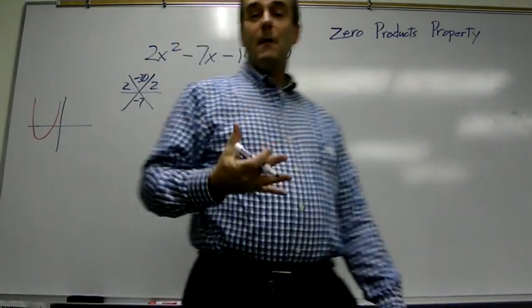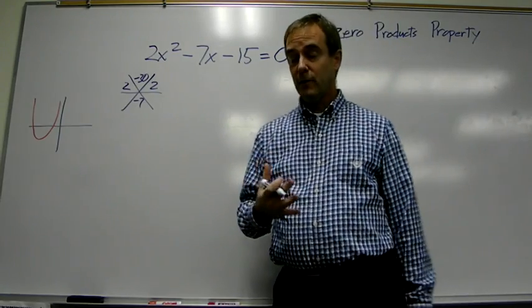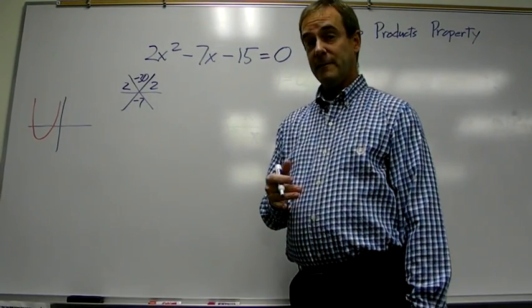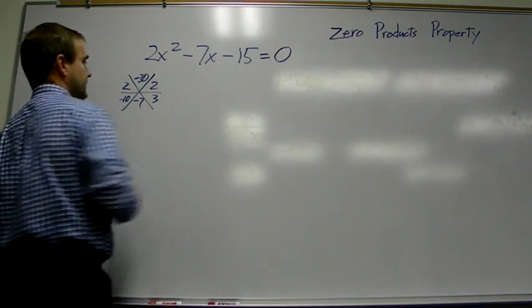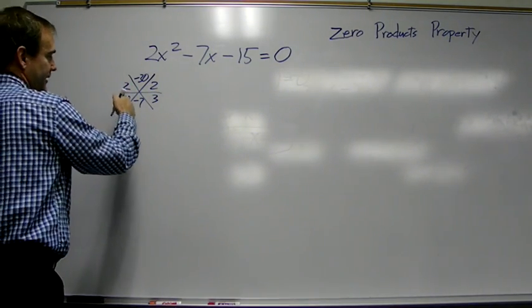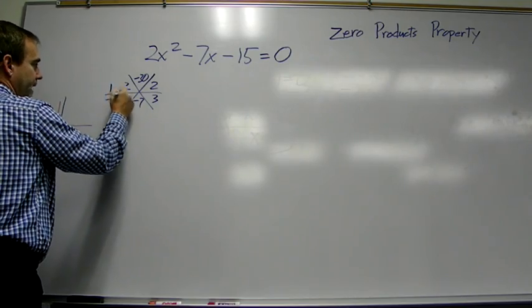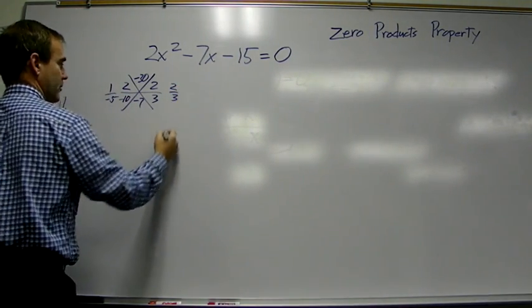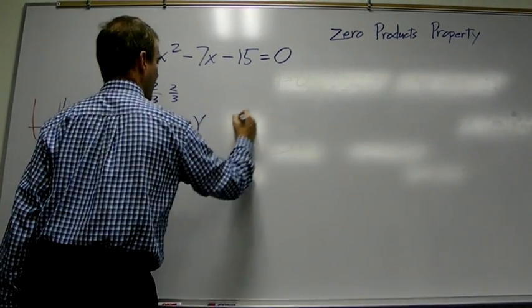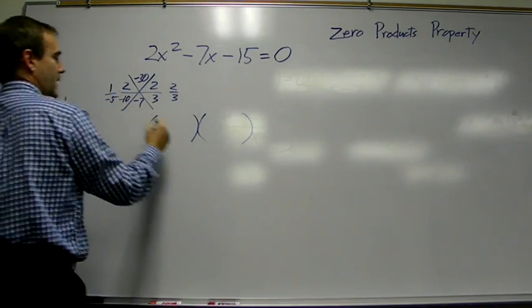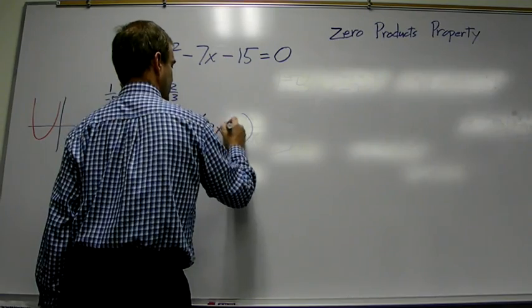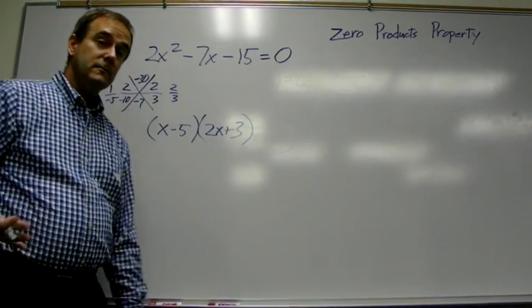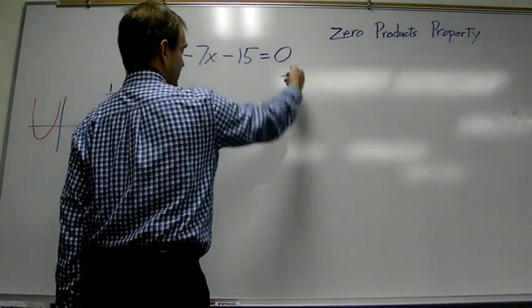So now I need the two numbers that when I multiply them I get negative 30, and when I add them I get negative 7. I'm pretty sure that's negative 10 and positive 3. Simplify this like it's a fraction. You get 1 over negative 5, 2 over 3. So my two factors are 1x minus 5 and 2x plus 3. Take it apart.